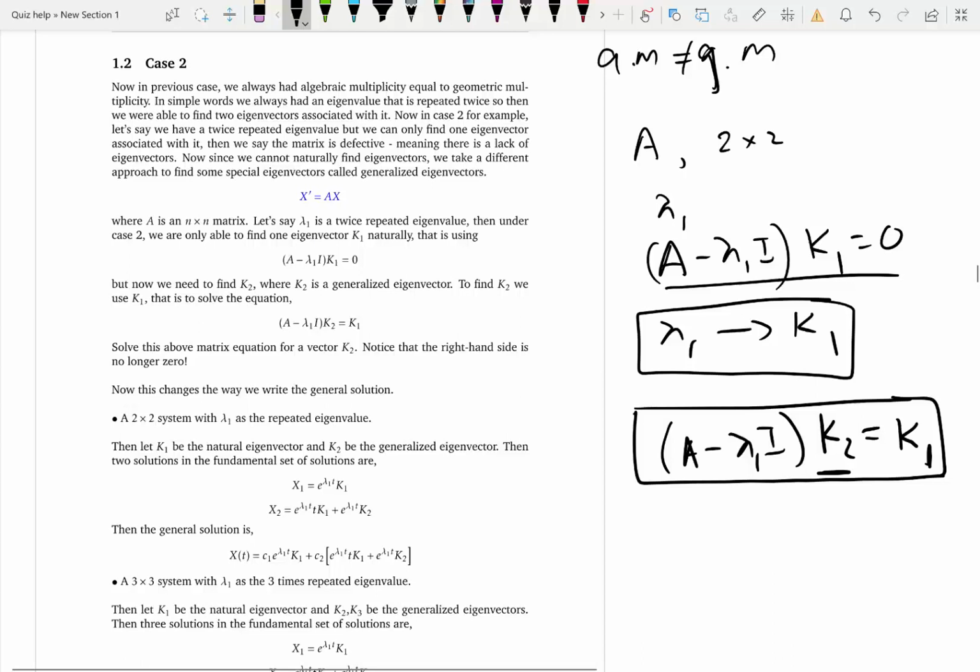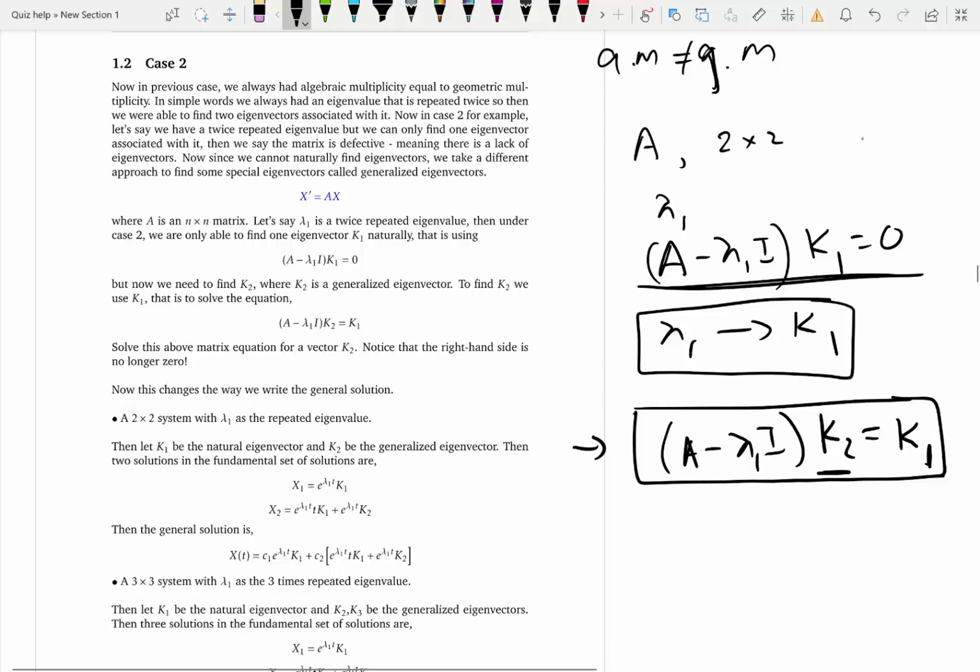Now this is a non-natural process. What I mean is that this deviates from what we have been doing previously, right? Previously we were able to find K2 by just using the normal equation like this. So this type of eigenvector is called a generalized eigenvector. I'm sure you must have learned this in your linear algebra course, okay? So K2 is a generalized eigenvector. So that is how we find all the eigenvectors we need, okay?